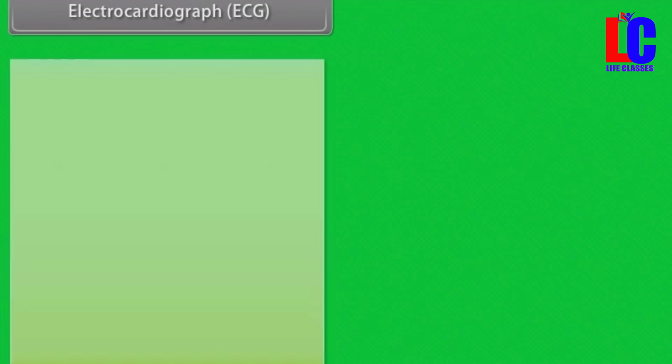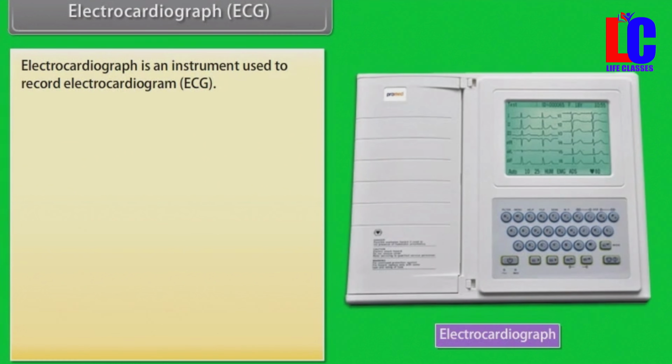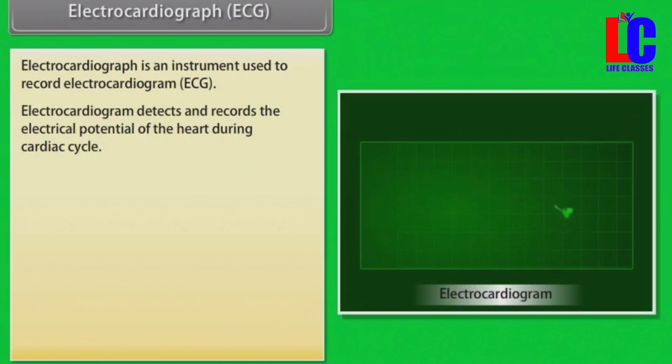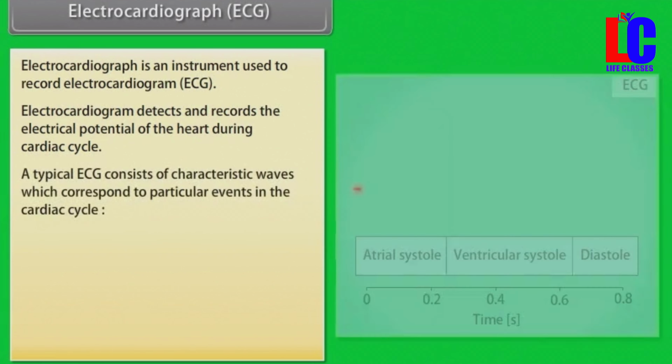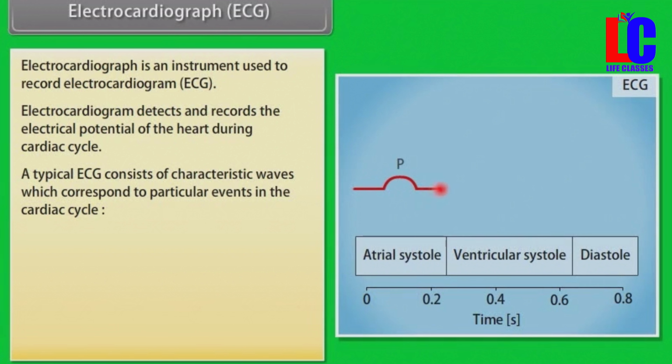Electrocardiograph, ECG. Electrocardiograph is an instrument used to record the electrocardiogram, ECG. Electrocardiogram detects and records the electrical potential of the heart during the cardiac cycle. A typical ECG consists of characteristic waves which correspond to particular events in the cardiac cycle.